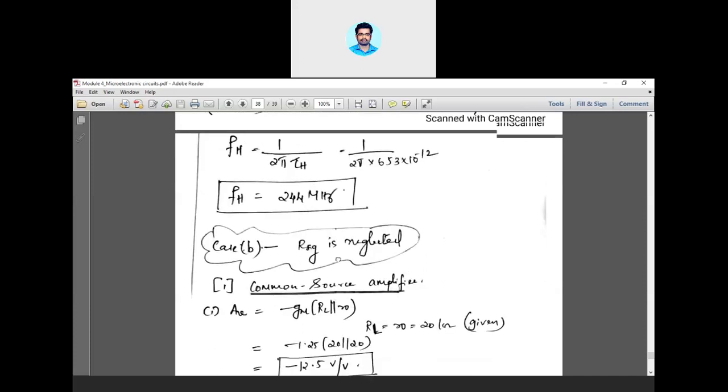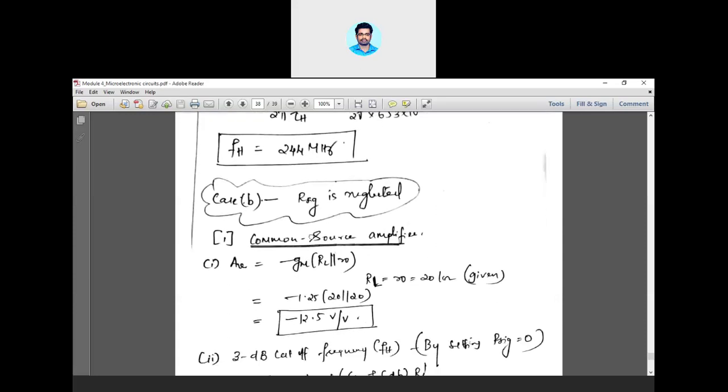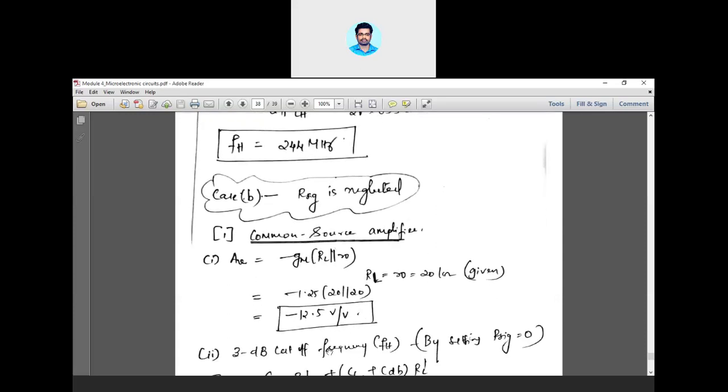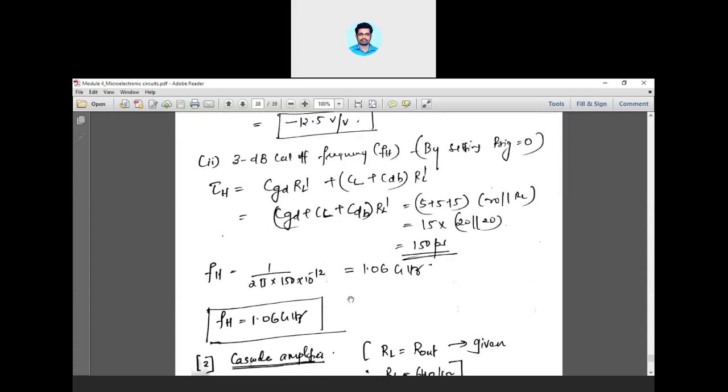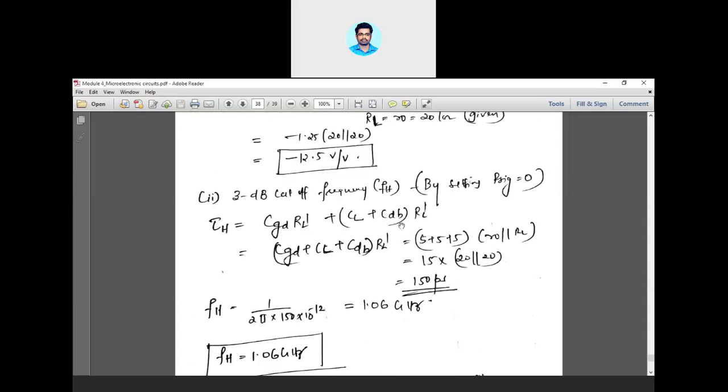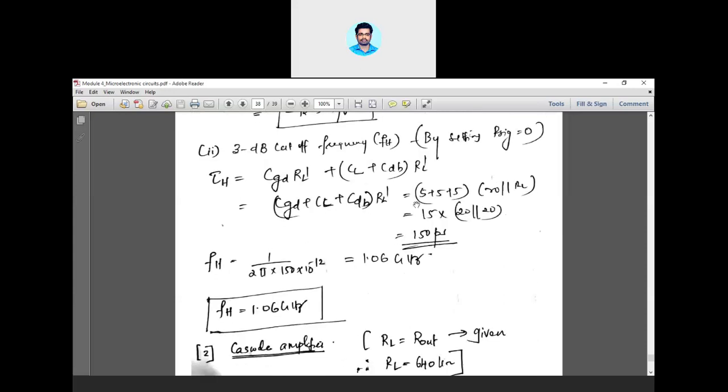So case B, RSIG is neglected. You will calculate the common source gain. Again, it is 12.5, no change, because the gain of the common source amplifier is independent of RSIG. But when you go for the cutoff frequency, see, RSIG equal to 0 means one term will go. So again your cutoff frequency has increased to 1.06 gigahertz.